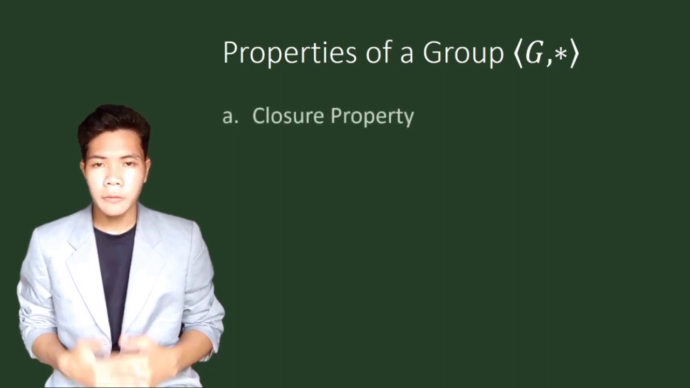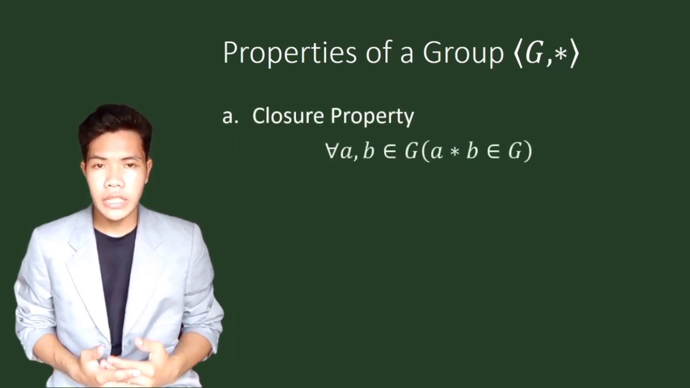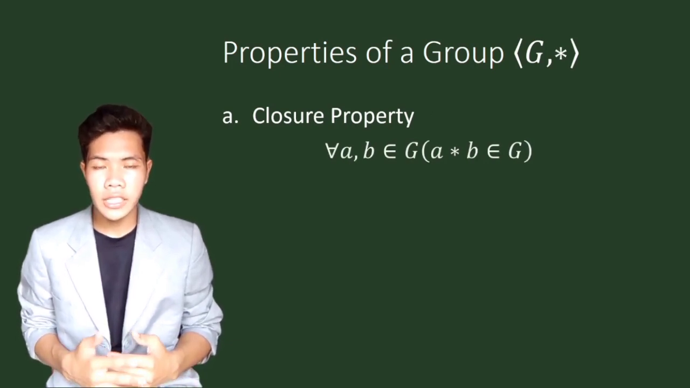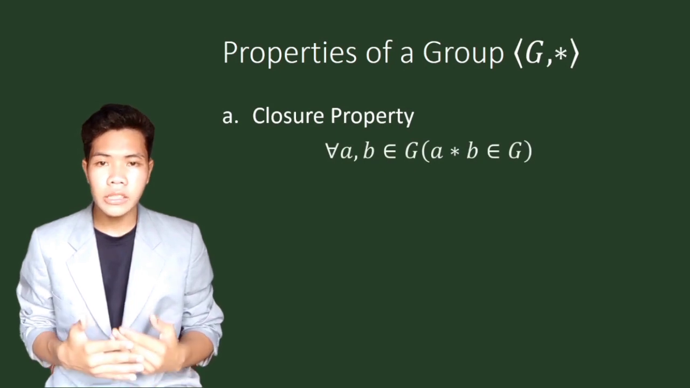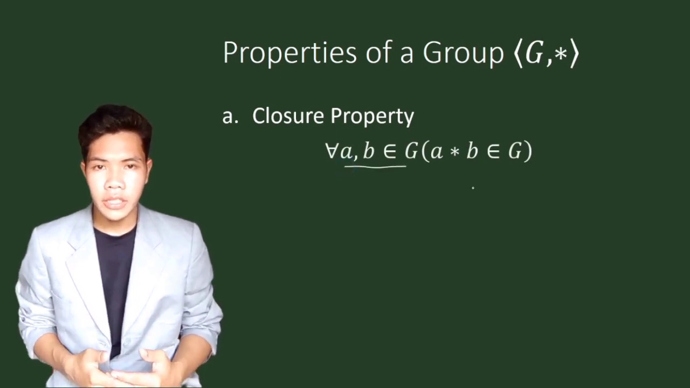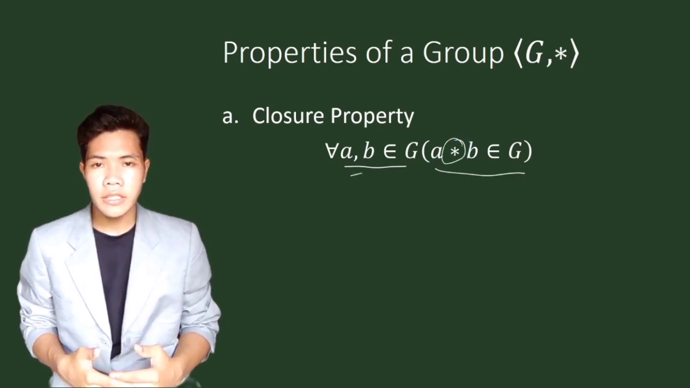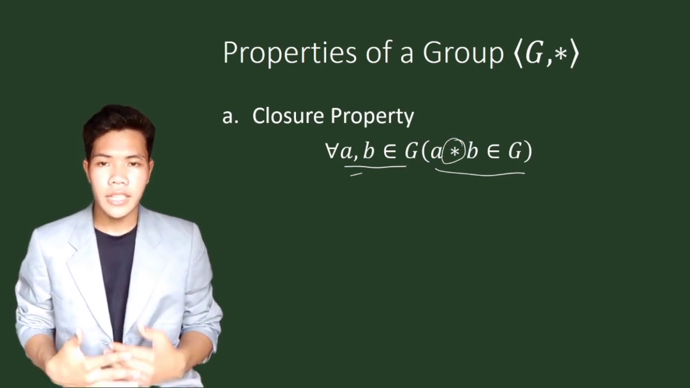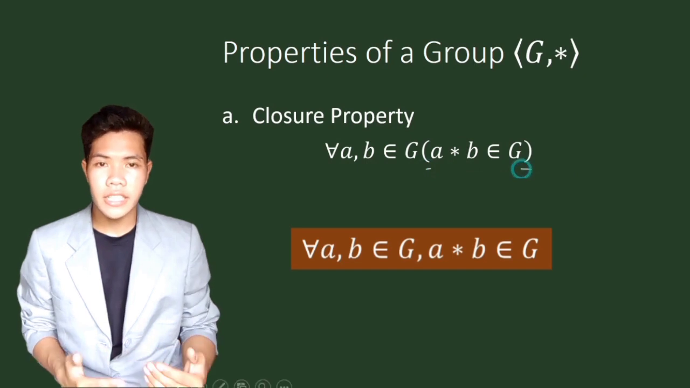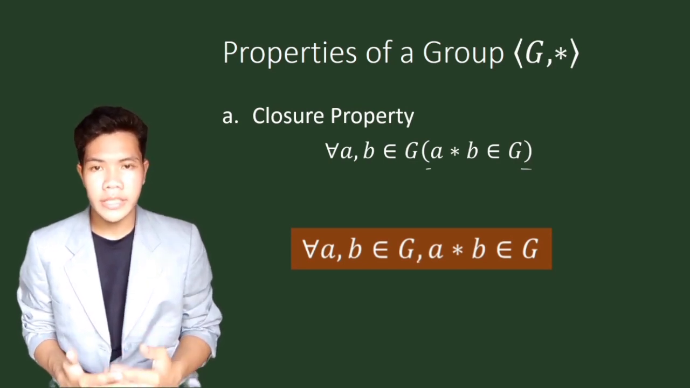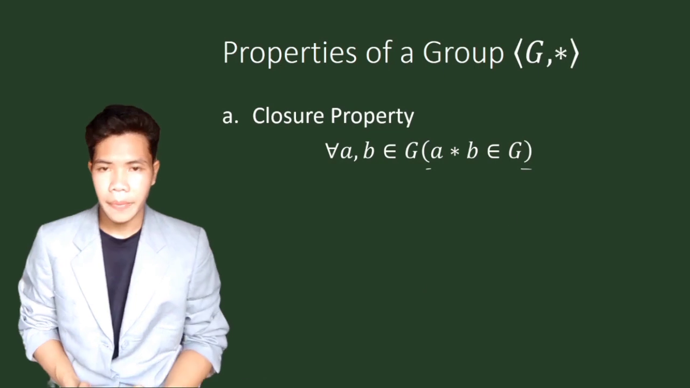Closure property. For every two elements A and B in G, A star B is in G, that is our definition. Understanding the closure property: if you take two elements from G, we apply our operation on these two elements, and the result of this is also in G. Then you will say that the operation is closed on that set. The parenthesis there is not necessary. I put it there just to improve the readability of the sentence. We can remove the parenthesis and replace it simply by a comma.